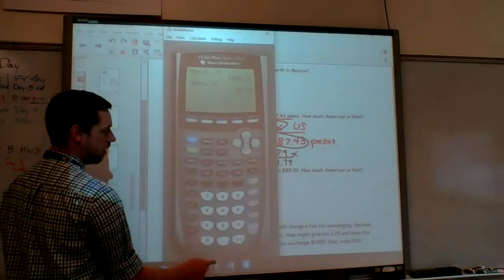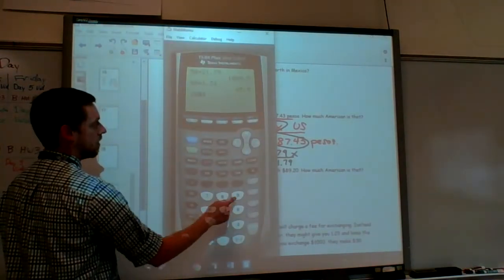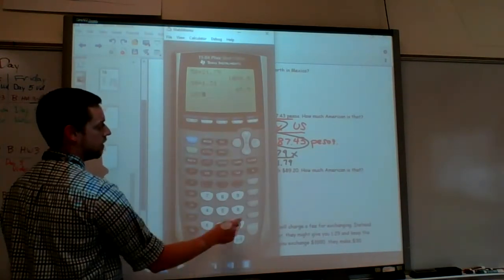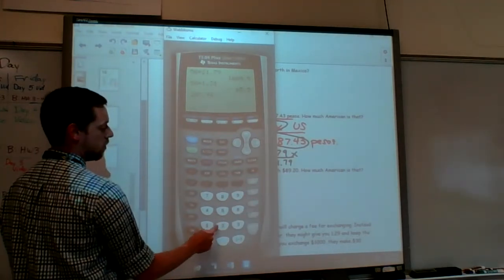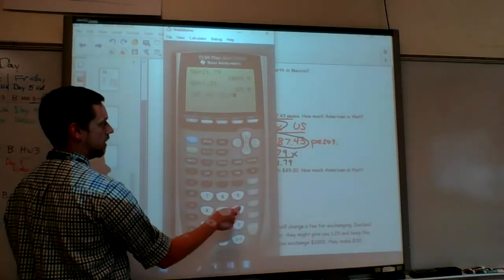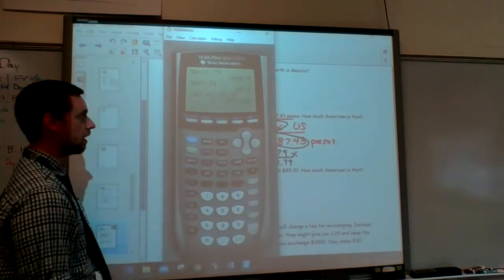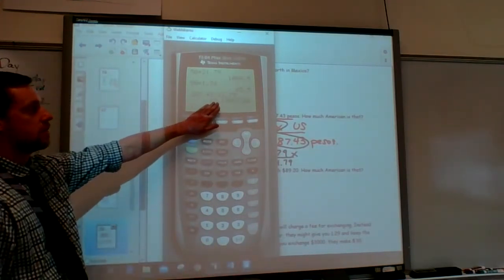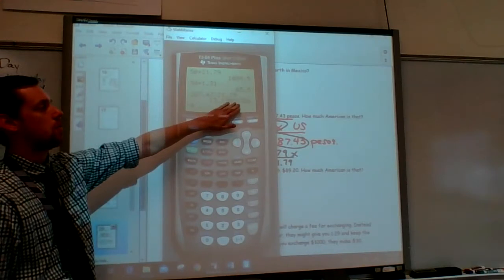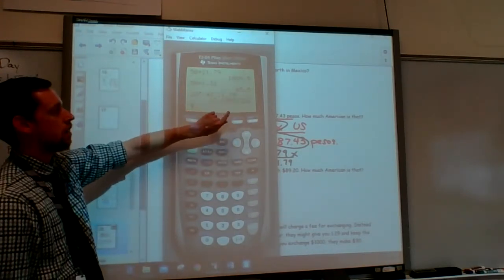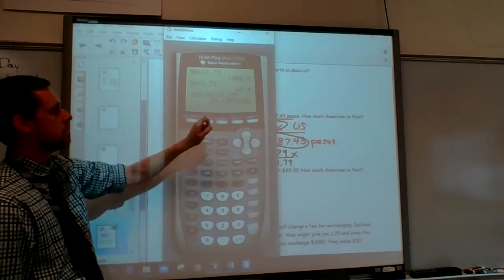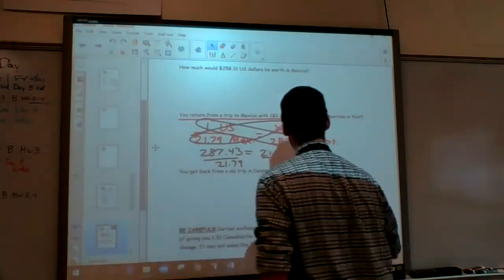Let me remember what the numbers were. 287.43 divided by 21.79. Okay, we're coming home with 13.19091326. Should I keep all those decimals if it's money? No. I round to 2 decimal places. So this would be $13.19.